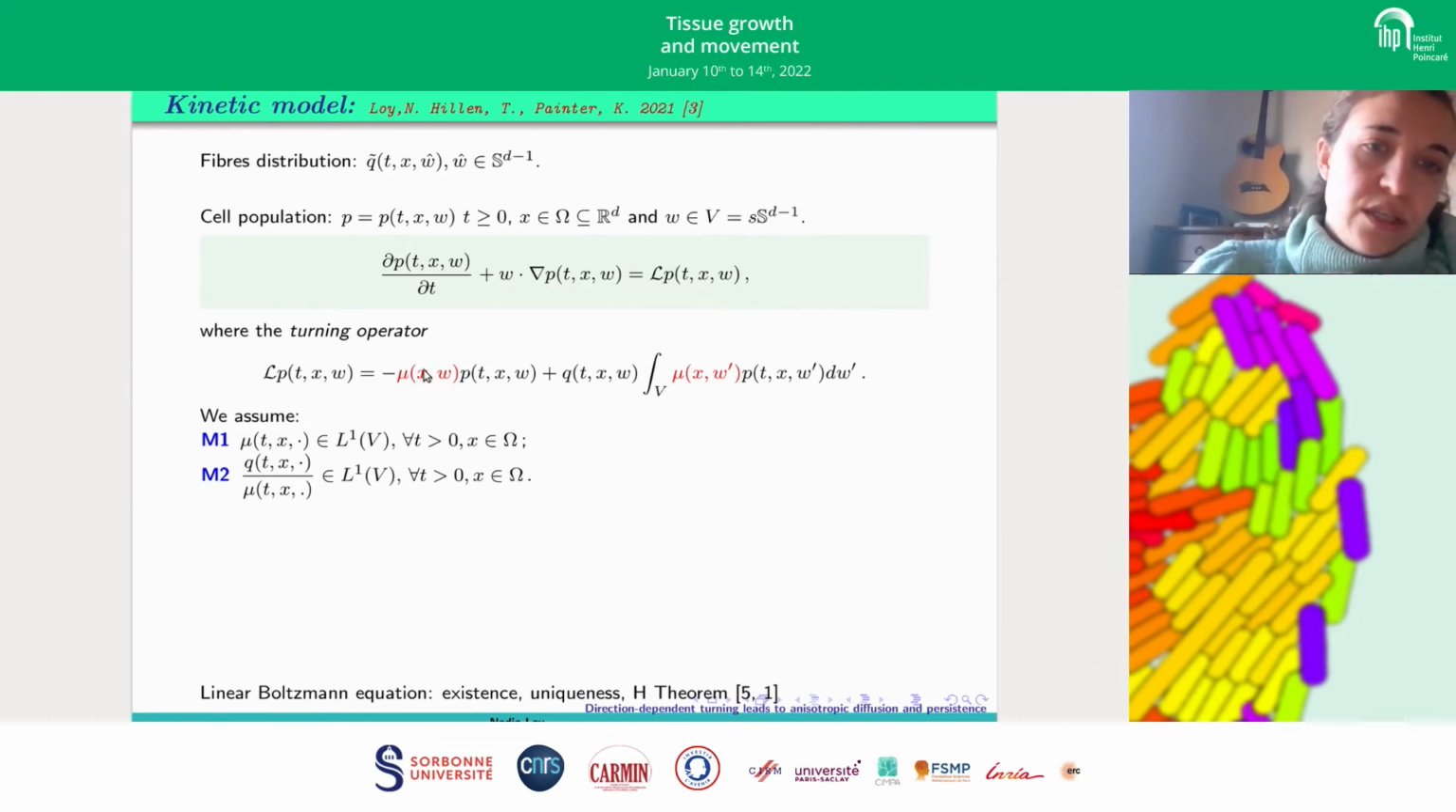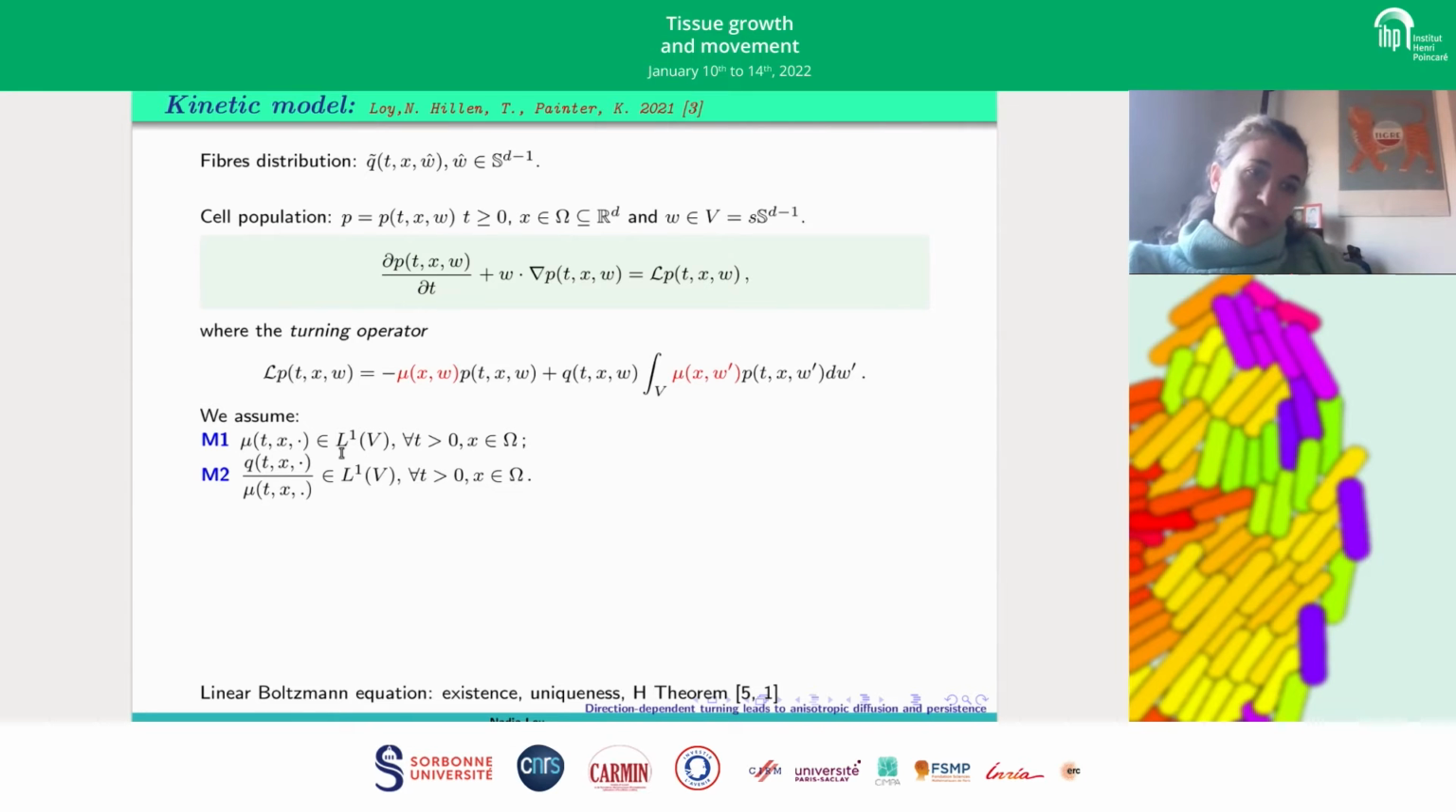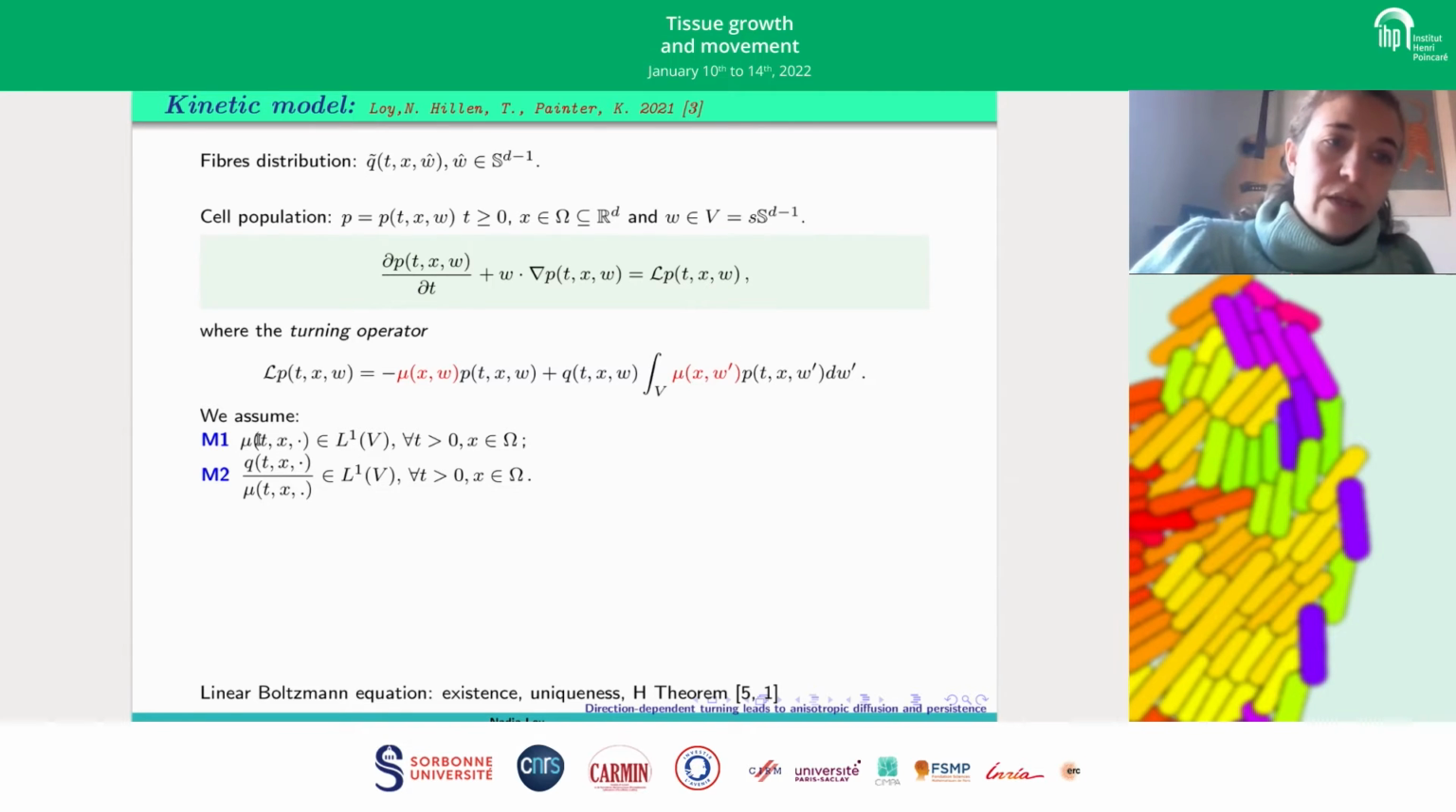on the position and in particular on the velocity, the microscopic velocity of the cell. Therefore, we need to rewrite our turning operator in this way. And the very simple assumption that we added is that both mu and Q over mu are L1 functions. In this way, we can inherit very easily many results concerning the linear Boltzmann equation that I did, for example, with Peterson, Hugo, and Legrand, concerning existence and uniqueness and the H theorem, so as to find the Maxwellian of the system.